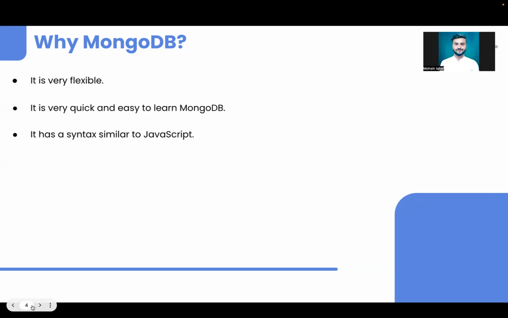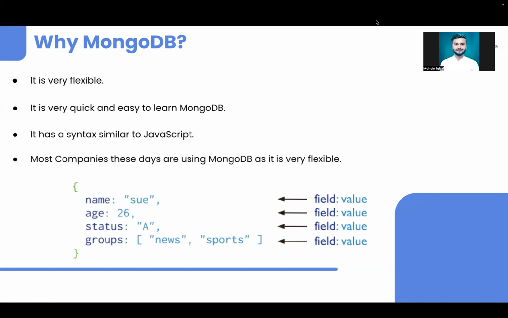Now you have a question: there are so many databases, but why are we using MongoDB only? Why MongoDB? Is this a right question, folks? Okay. It's very flexible, as we saw when we looked at how a NoSQL database works. It is very easy and quick to learn MongoDB. And the third reason is it has a syntax similar to JavaScript. See this syntax. Have you seen this syntax somewhere?